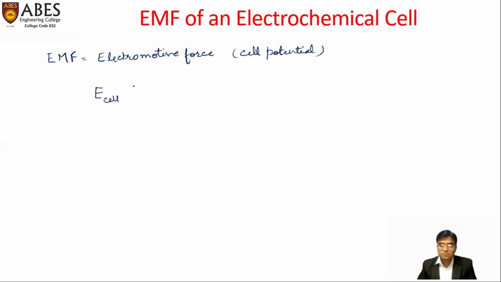So E cell may be shown as E cathode minus E anode, because it is the maximum potential difference between the two electrodes of the cell. Because cathode is always shown on the right and anode is always shown on the left side, it can also be written as E cell equal to E right minus E left. It has to be remembered that the cell reaction of an electrochemical cell is feasible only when the E cell has a positive value. So positive value of E cell shows the spontaneity of the reaction in the electrochemical cell.